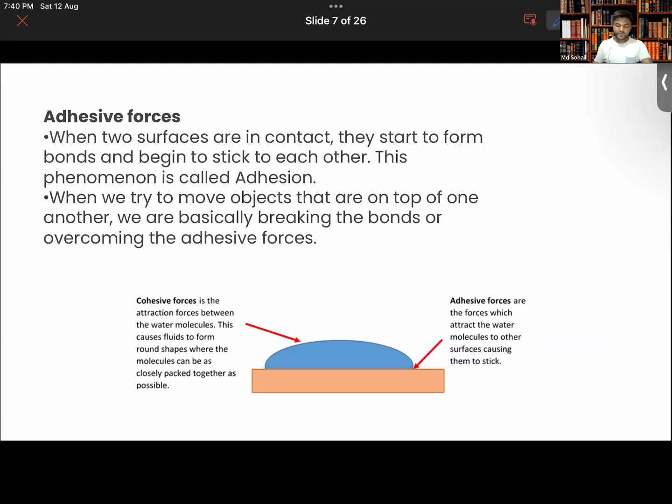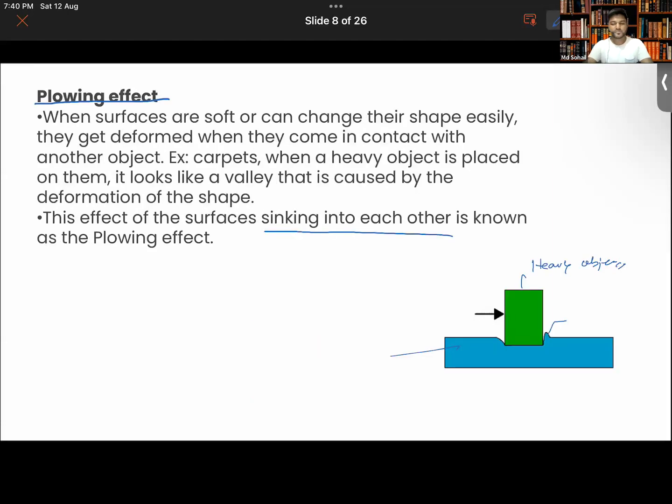Adhesive forces and cohesive forces. What are they? Give examples as well. Where can you see adhesive forces and cohesive forces? The adhesive force is the force in which two surfaces are in contact and they start to form bonds and begin to stick to each other.